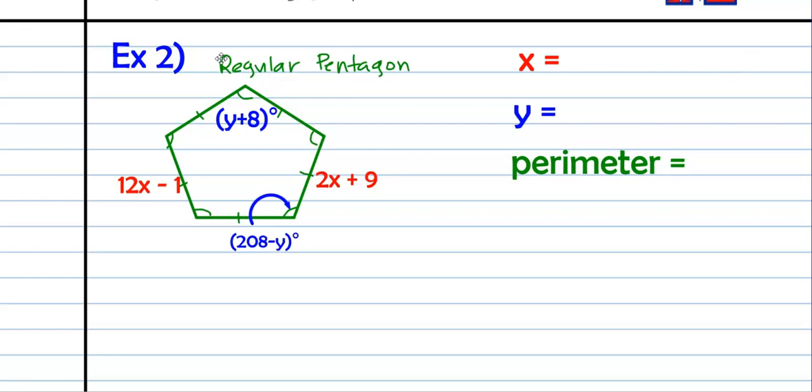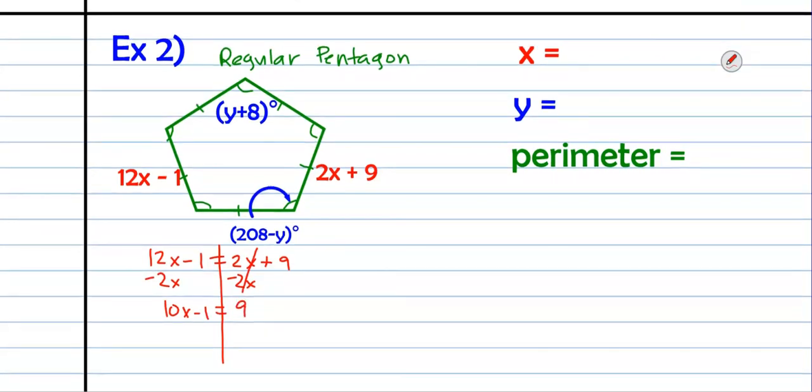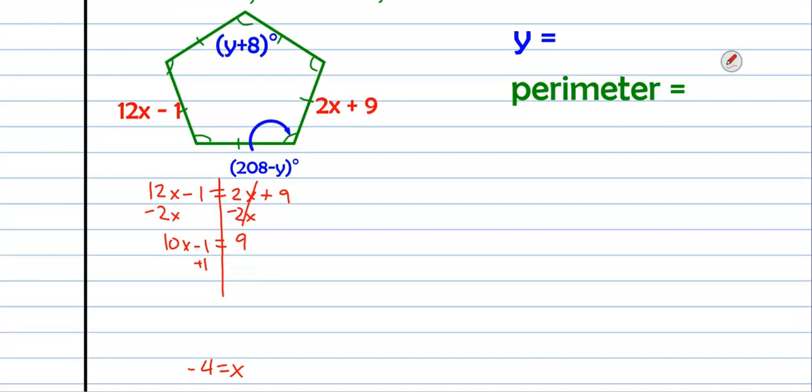So just like we did in the last example, we're going to solve for x by setting those 2 sides equal to each other. So 12x minus 1 equals 2x plus 9. From there, we have a lot of options about what to do. I usually like getting all the variables together on one side of the equal sign first. So that would give me 10x minus 1 equals 9. And then I would add 1 to both sides. So 10x equals 10. Divide each side by 10. 10 divided by 10 is 1. So x has to be 1.